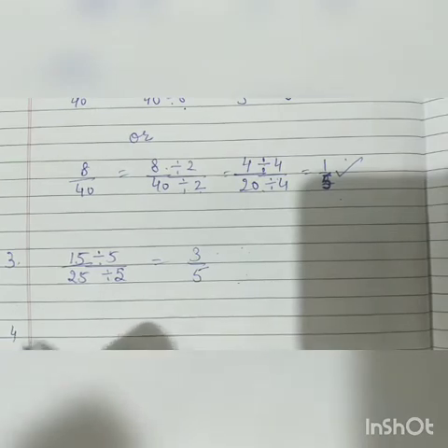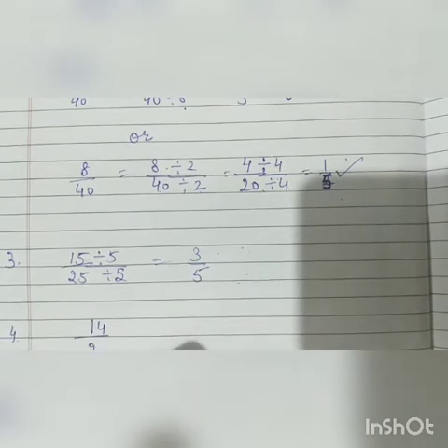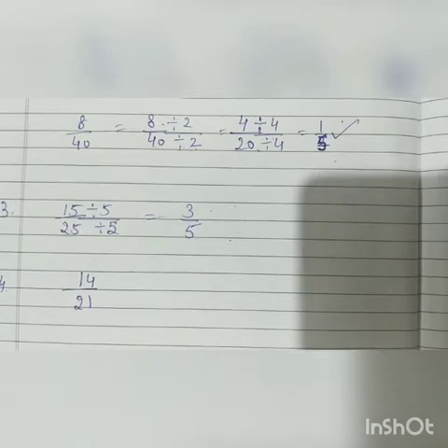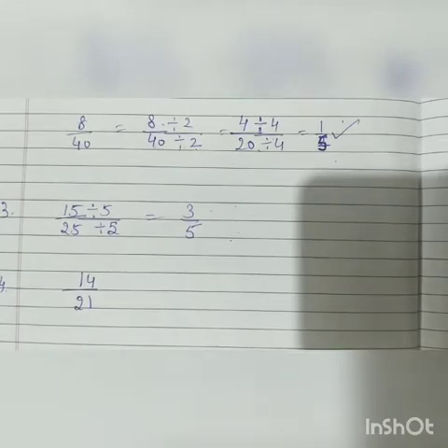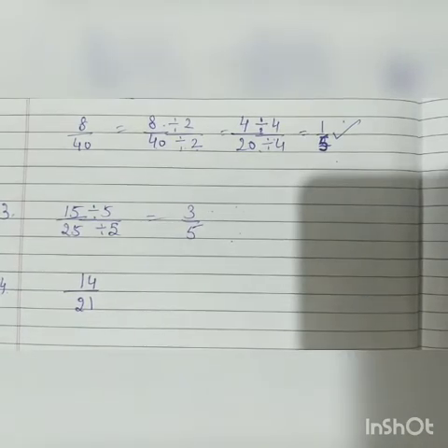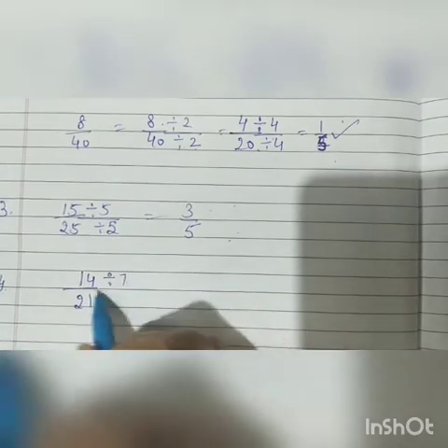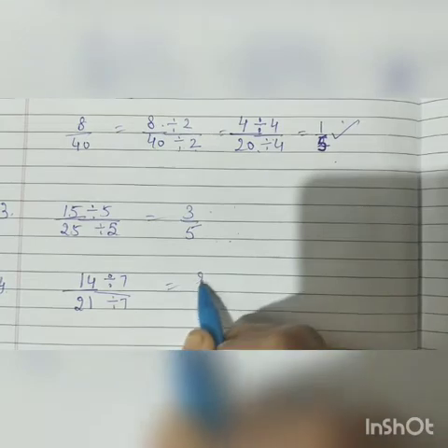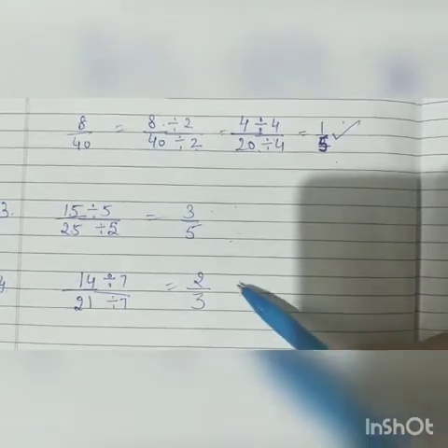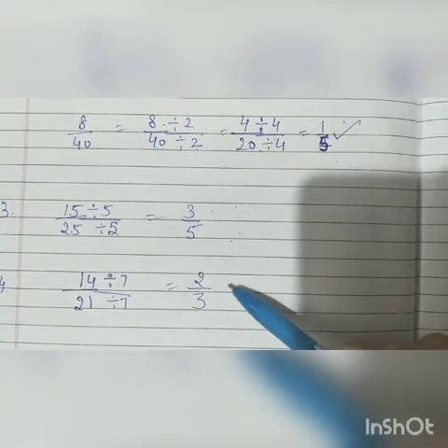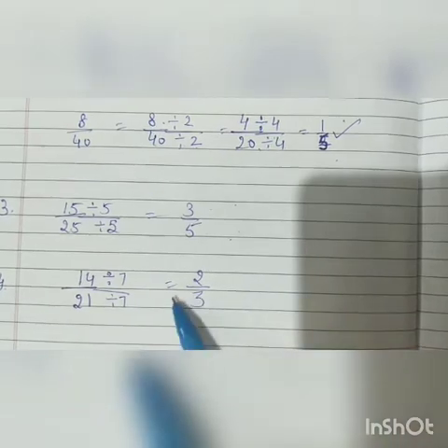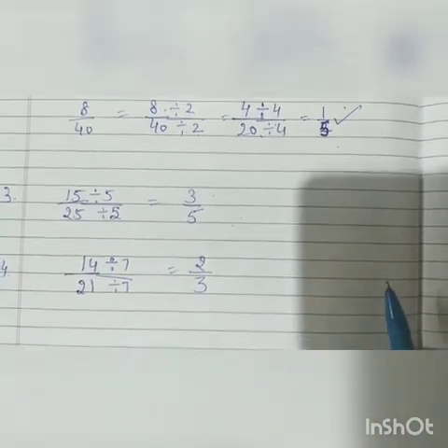Question number 4. 14 by 21. Please check in which table 14 and 21 both comes. It comes in table of 7. It means 7 is a common factor. So divide by 7. It's 2 by 3. Now there is no common factor. So 2 by 3 is lower term of 14 by 21.